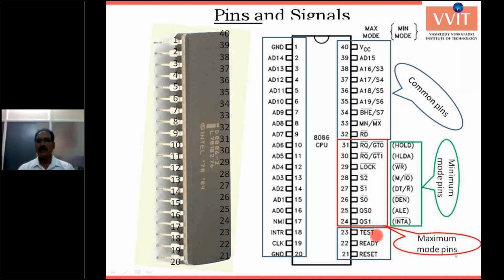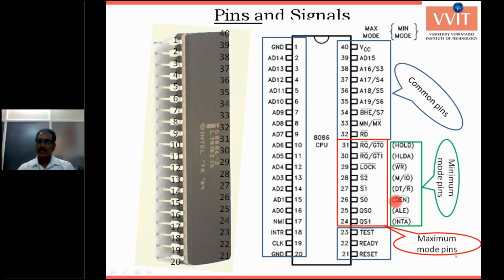The remaining pins are 24 to 31. They are dual purpose: one for the maximum mode and the second for the minimum mode. Green shaded is for the minimum mode and red shaded is for the maximum mode. In the green shade, minimum mode, pin 24 is interrupt acknowledge, then ALE, DEN bar, DT or R bar, M or IO bar, write bar, hold and hold acknowledge.